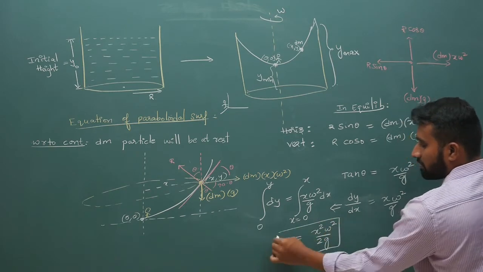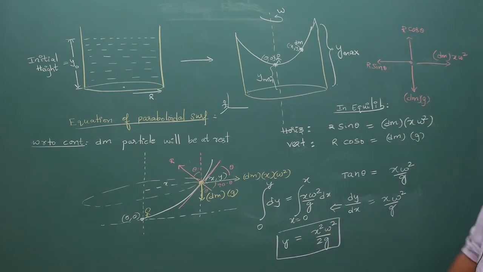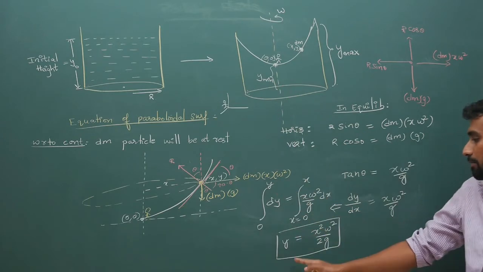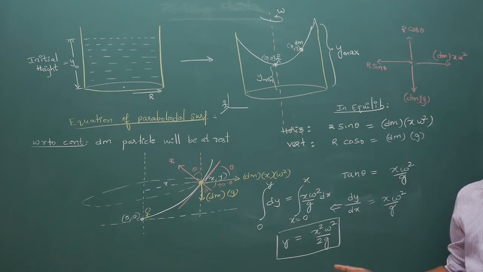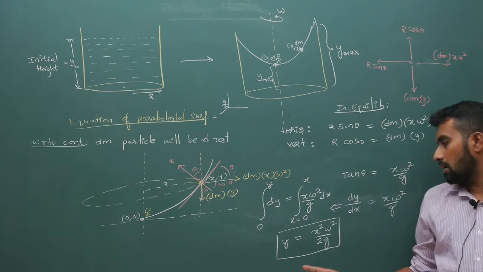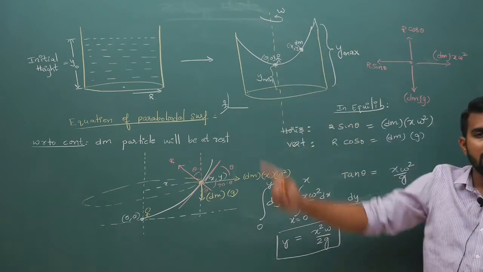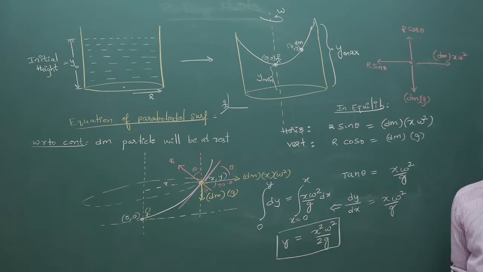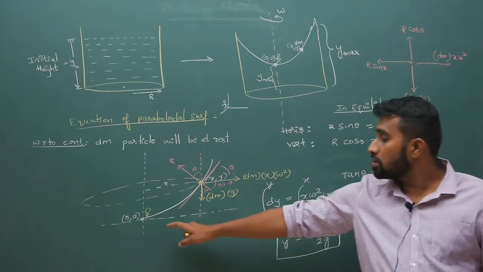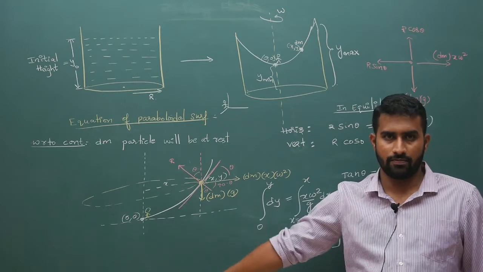So what is the equation of this surface? Your equation of this surface is a parabola. If you have y equal to some a x square form, it is the equation of a parabola. So this curve will have the equation of a parabola, and it is like this, if you are assuming this to be the origin.